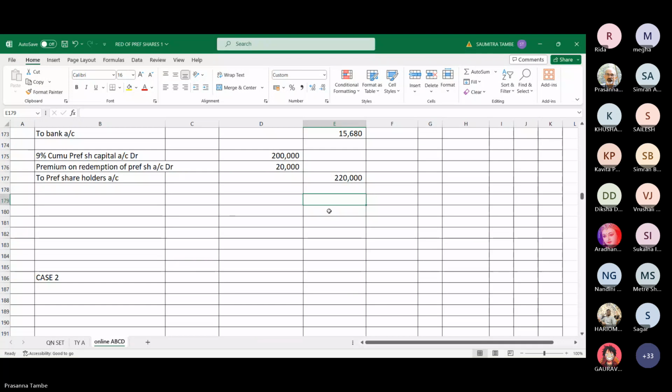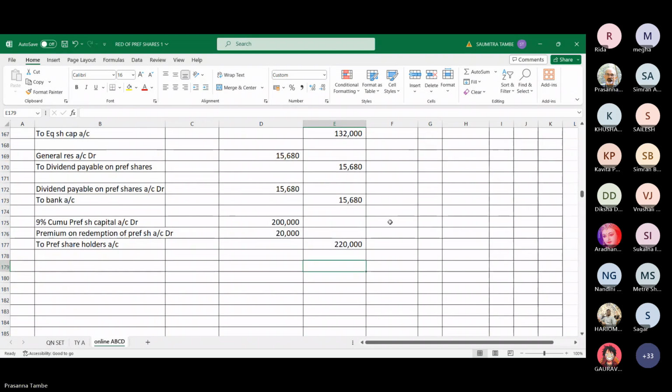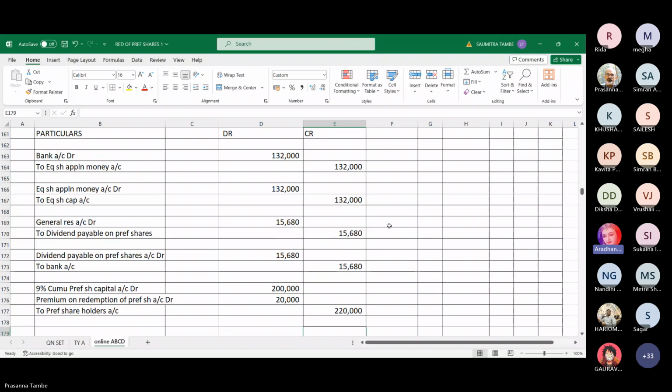Can somebody tell me? Yes, anybody? What should be the next entry now? Payment. We can make payment directly or in between we have to do something. CRR. Yes, CRR karna hai. Premium on redemption we have to provide.